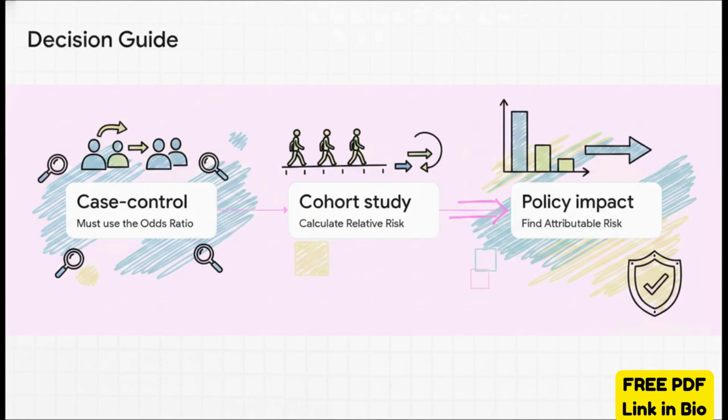Let's use a really simple decision guide to lock this all in. Step 1. Got a case control study? You got to use the odds ratio. You have no choice. Step 2. If it's a cohort study where you followed people forward in time, use relative risk. Step 3. If you need to know the absolute policy impact to justify funding or an intervention, you need to calculate attributable risk. The absolute best practice? Always pair a relative measure with an absolute measure. That gives policymakers the complete honest picture.